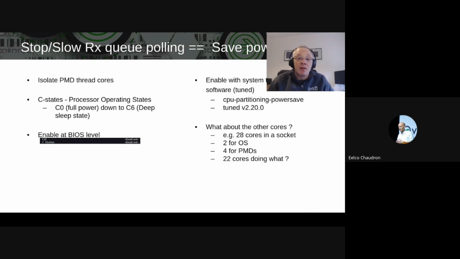Another thing we need to consider is, what about the other cores? So we have maybe 28 cores in a socket. We have 2 for the operating system. We have 4 we're using for the PMD threads. Well, there's 22 other cores, so what are they doing? So that might be a factor as well.